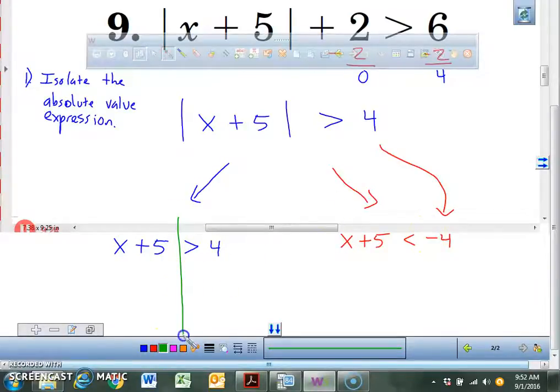Opposite reciprocal? No. That's dealing with perpendicular lines, which is a geometry concept, which is not what we're talking about.